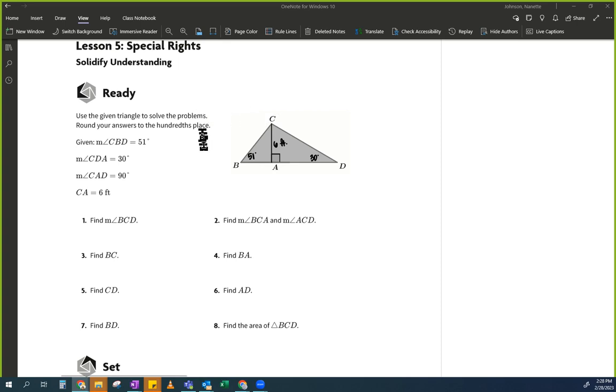Someone just asked, so wouldn't the 51 be up here? No. Whenever they're giving you angles, it's CBD, C, then B, then D. They're talking about this angle here, right? So the 51 goes wherever the angle is, and this is matching up with the B being in the middle. So that's where it would go.